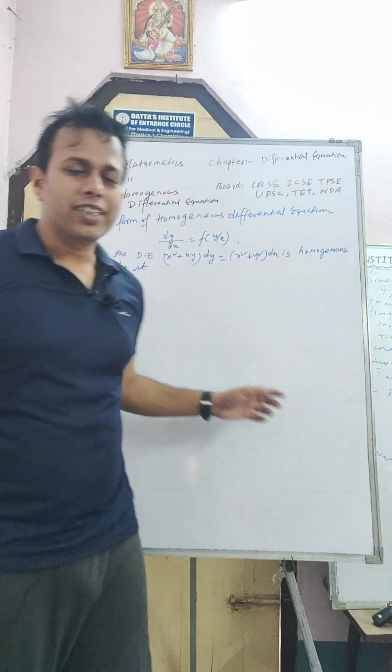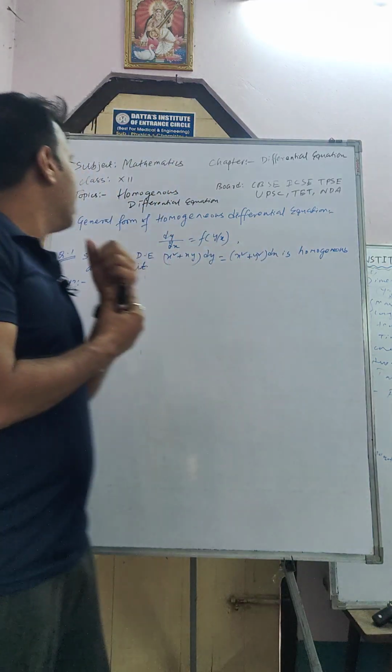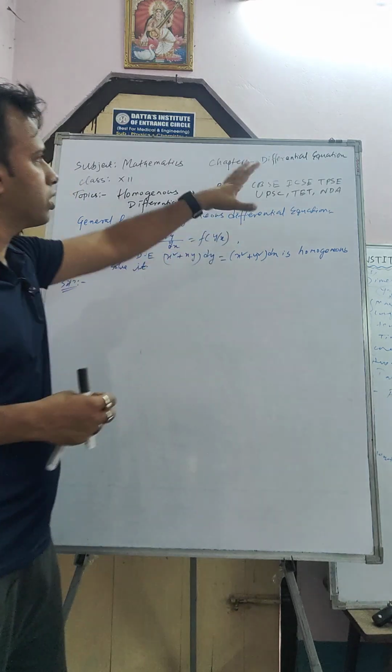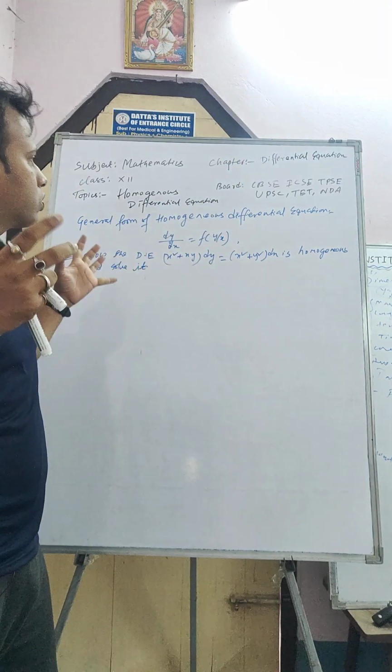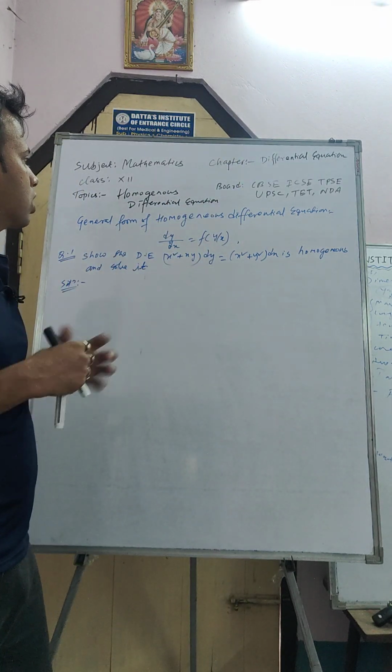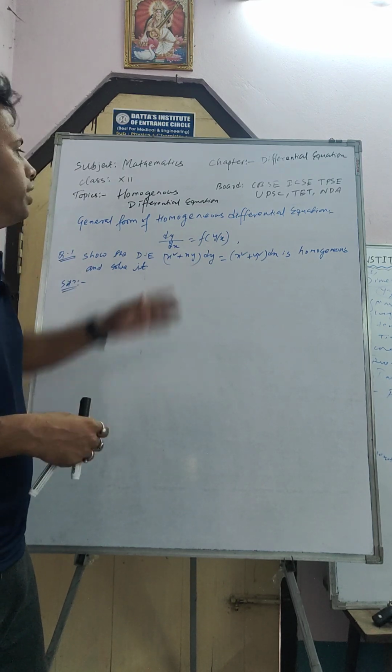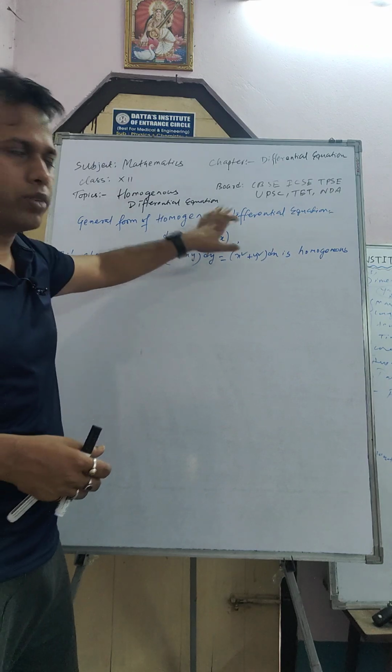So today I will take another class from the mathematics series for class 12, and the topic is homogeneous differential equation from the chapter differential equation. Okay, so what is actually a homogeneous differential equation? How can we represent it? The general form of a homogeneous differential equation is dy by dx equal to f of y by x, right?